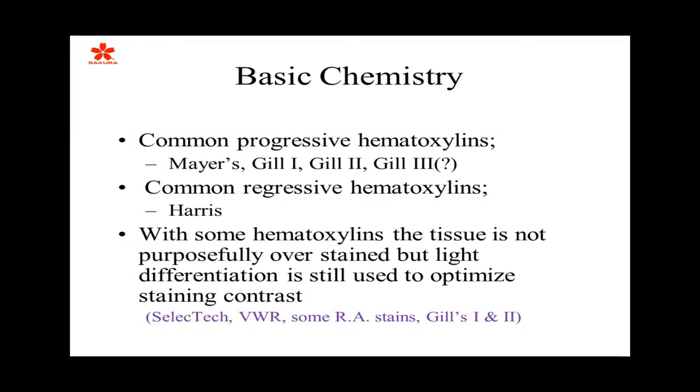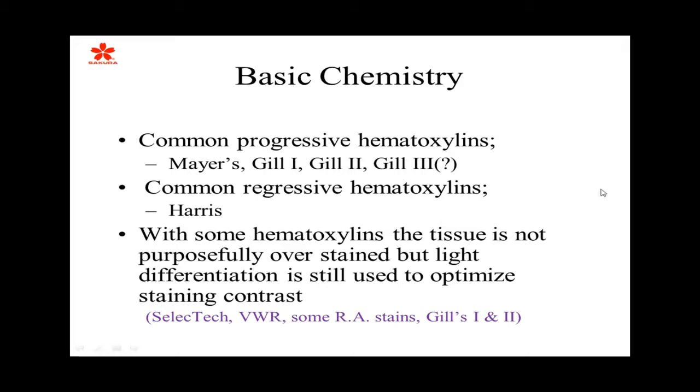Common progressive hematoxylins, as I said before, are Mayer's, Gill's 1, 2, and 3. You see a question mark behind 3 because oftentimes Gill's is used in a regressive fashion because it's pretty strong, and it can be used with a differentiator, a hydrochloric acid differentiator, to pull some of that hematoxylin back out.